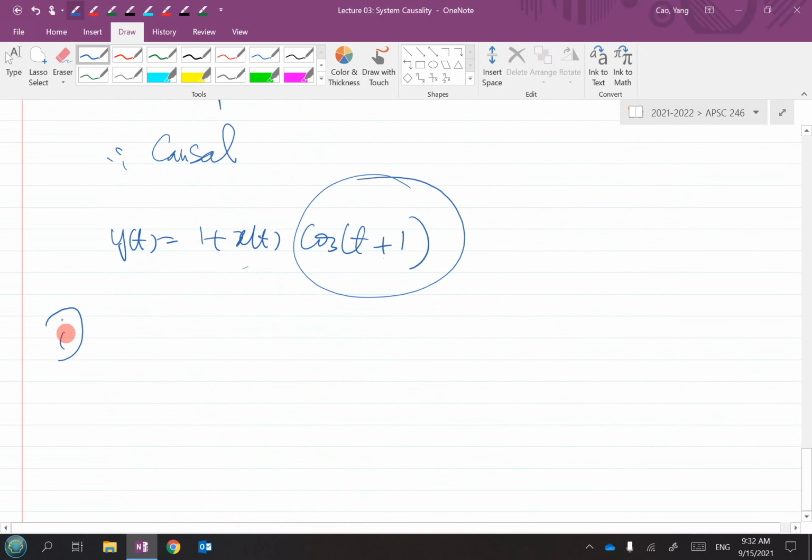Okay, let's take a look at one more example here. This one is a little bit more challenging than the other one. Let's take a look at this system and see if it is a causal system or a non-causal system. So this is the integral from 0 to infinity, integrating x of t minus tau, d tau.